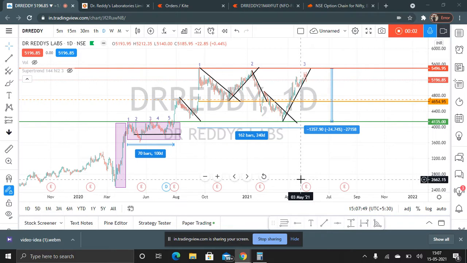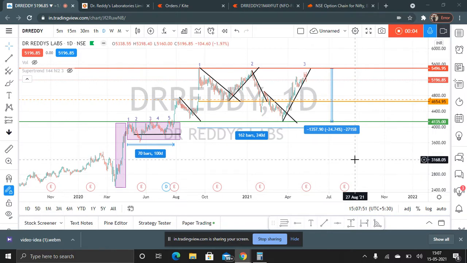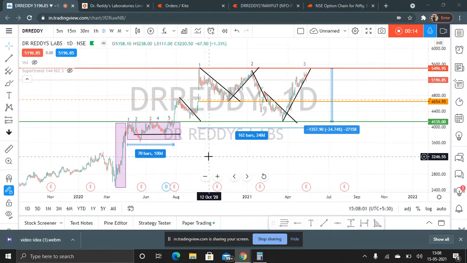Hi friends, today I am discussing Dr. Reddy Laboratories chart. I have seen a flag pattern here. Flag patterns are very good patterns. Once they break the upper circuit, we can see next all-time highs.